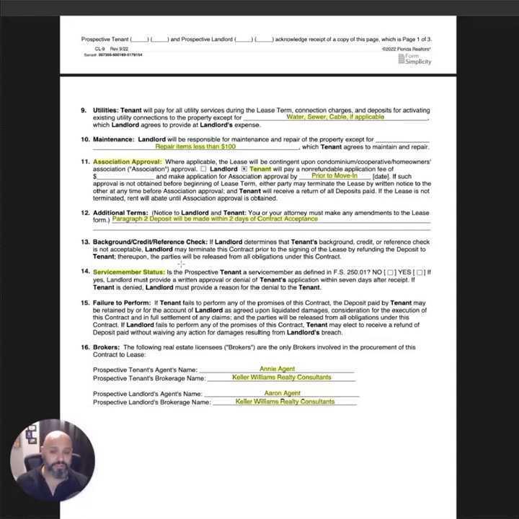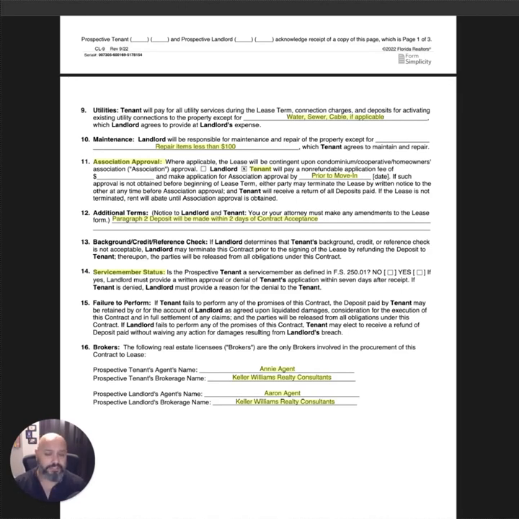Now, most of the leases that you're going to read that have this verbiage in it are also going to say, unless there is negligence. So if there is negligence caused on behalf of the tenant, the tenant will be required to pay to have that repaired or replaced.